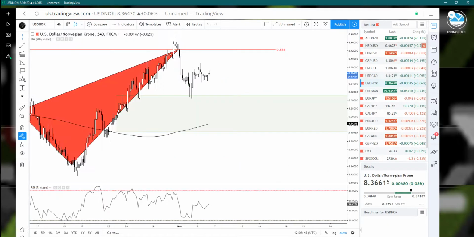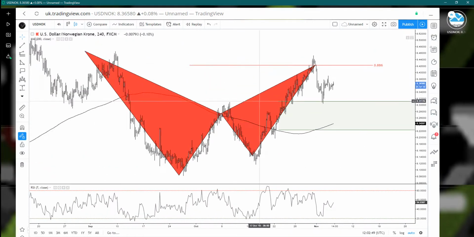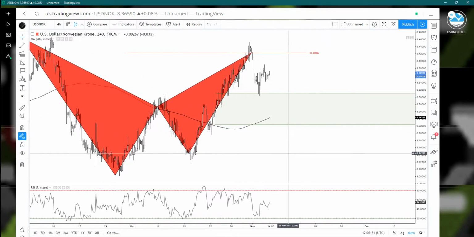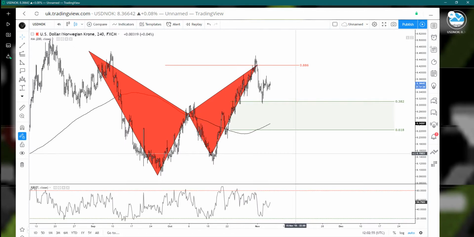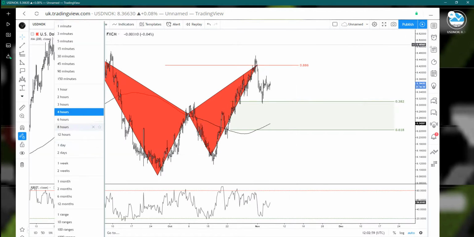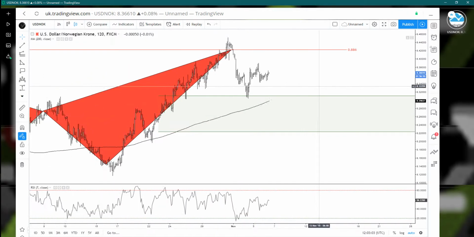Dollar versus NOK has already achieved the default target for the bat pattern, and for now we can go into a 2 hours time frame chart.